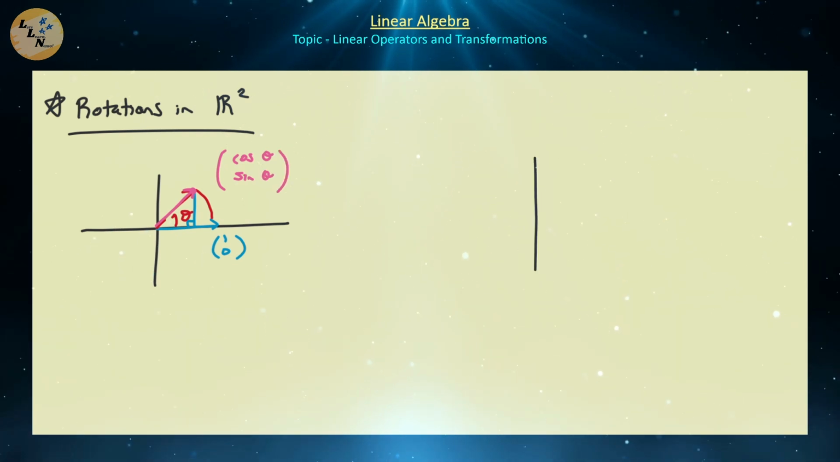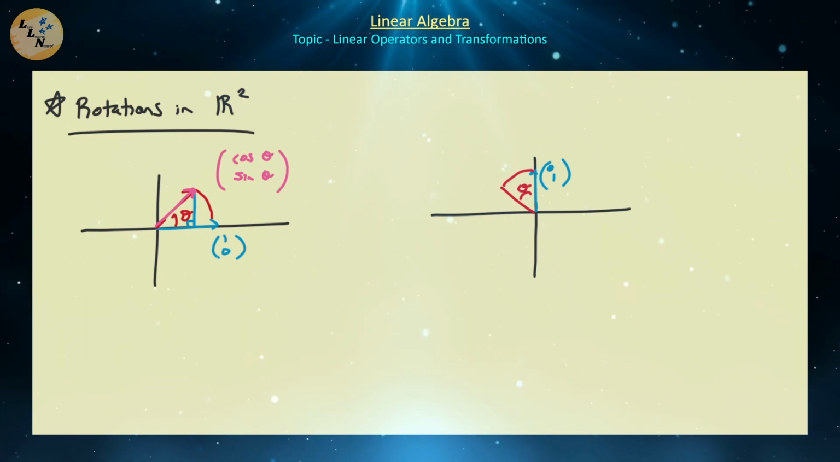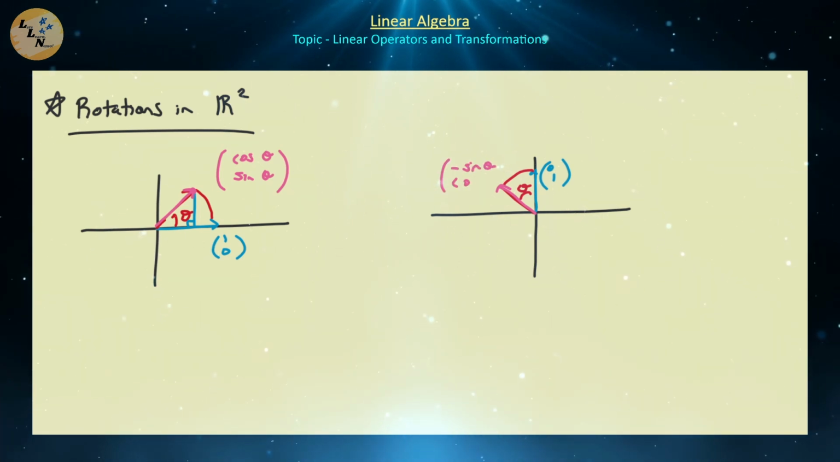In addition, let's assume that we also want to rotate the vector 0, 1, and in particular we want to rotate it again counterclockwise by some angle theta. You should be able to verify via the properties of trigonometry that this vector is the vector minus sine theta, cosine theta. So is there a matrix that we can apply to any vector in R2 that will give us the rotated vector counterclockwise by theta degrees, or theta radians?